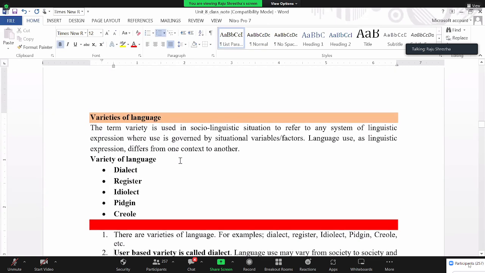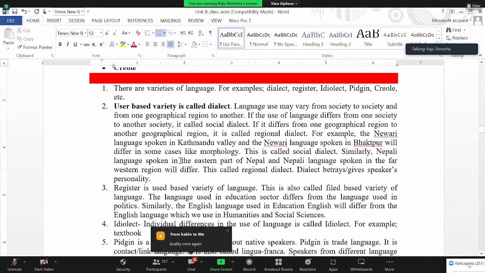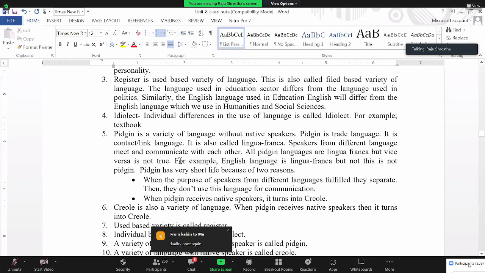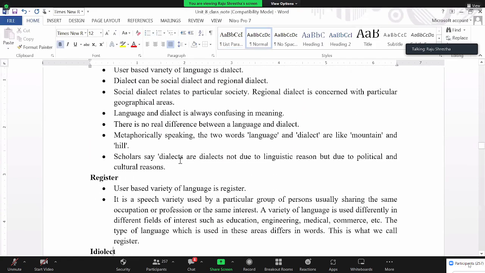Varieties we also discussed. Variety is what is used in a socio-linguistic situation. Language in society. So when we use language in different societies, and the use becomes different, this is variety. Variety of language, like dialect, register, idiolect, pidgin, creole. These are the different varieties of language we discussed. A user-based variety is dialect, we said, and there are two types of dialect. One is a regional dialect, another is a social dialect. And then register is what? User-based.